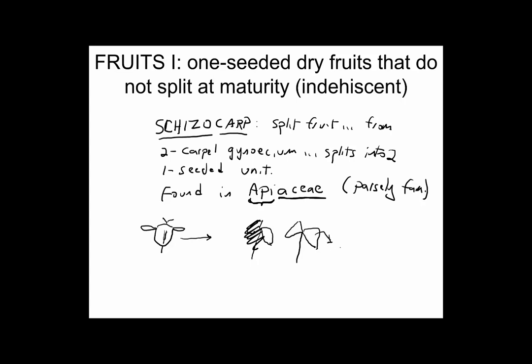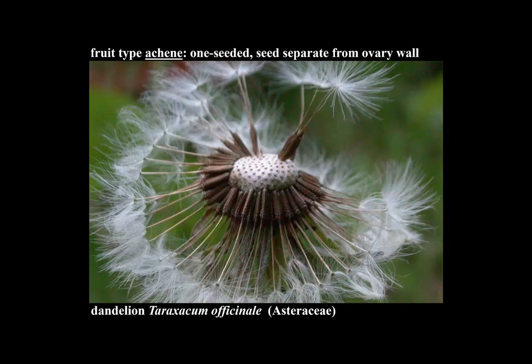And each one of these falls as one-seeded units. So it's a schizocarp. There are pictures coming up, photographs, I promise. And so they look like achenes. They're one-seeded units, but they are totally not derived from a simple carpel that has one seed in it originally. It's called a schizocarp.